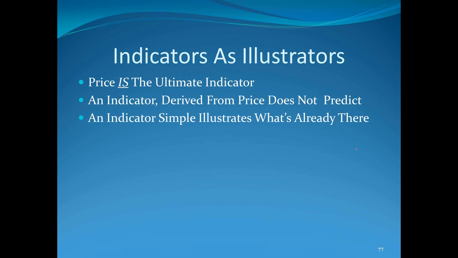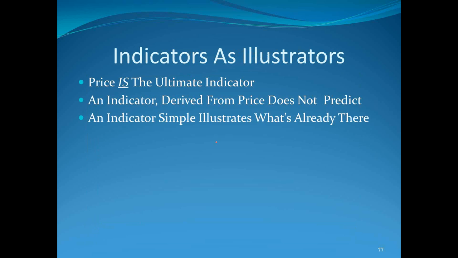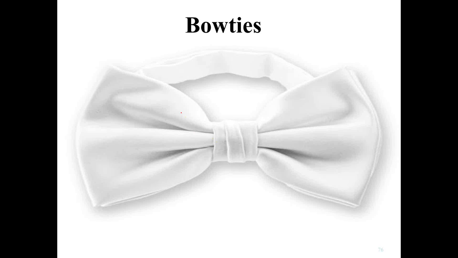Now, let's talk about bow ties. Once again, price is the ultimate indicator, and an indicator which is derived from price does not predict. It just simply shows you or illustrates what's already there. So the moving averages we're going to use are 10 simple, 20 exponential, and 30 exponential. And we're looking for them to come together and spread out, kind of like a bow tie. And that's where I got the name, obviously.